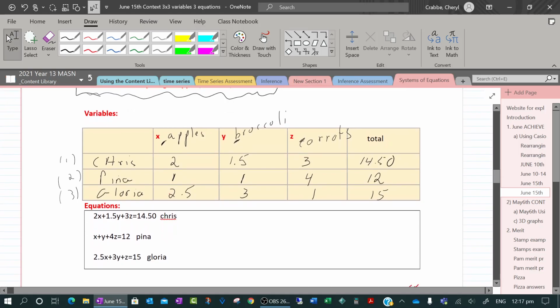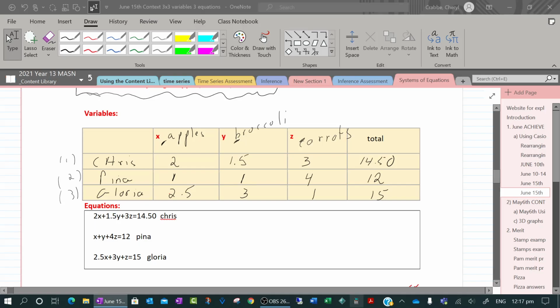And then my equations become 2x plus 1.5y plus 3z is equal to 14.50. That's Chris. x plus y plus 4z is equal to 12 is Pina. And 2.5x plus 3y plus z is equal to 15 is Gloria.